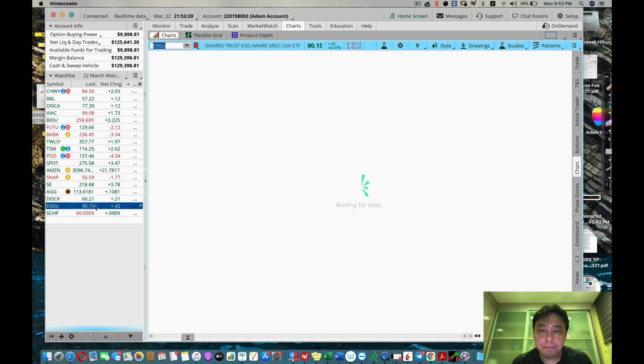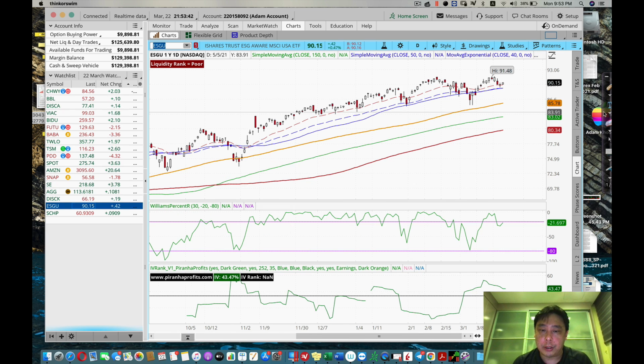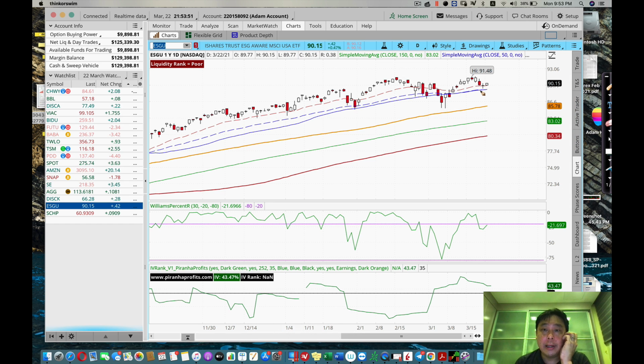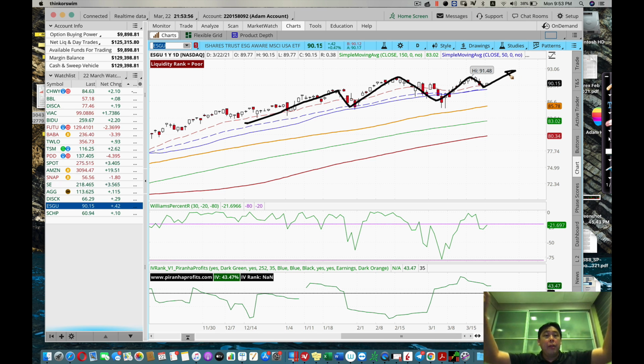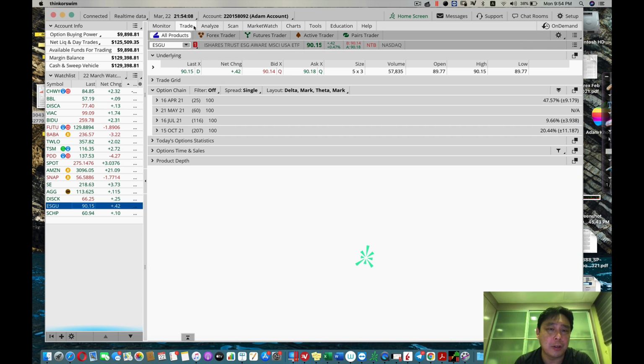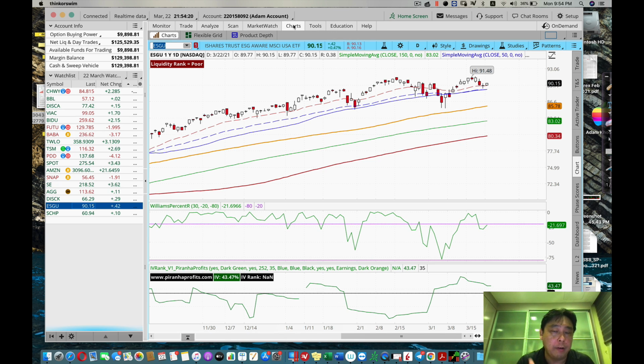Okay, ESGU. Now, this one looks interesting because we've got a very nice uptrend, right? The 20 is still above the 40 EMA. We've got a wave up, wave down, wave up, wave down, wave up, wave down. Looks like it's bouncing back up. This looks nice. But the problem is, this is a foreign ETF, and normally options are not that liquid on foreign ETFs. When I'm trading options, see, very few options. I can't trade this guy. What a waste. Perfect trade, perfect price action, but the options are not liquid on foreign ETFs.